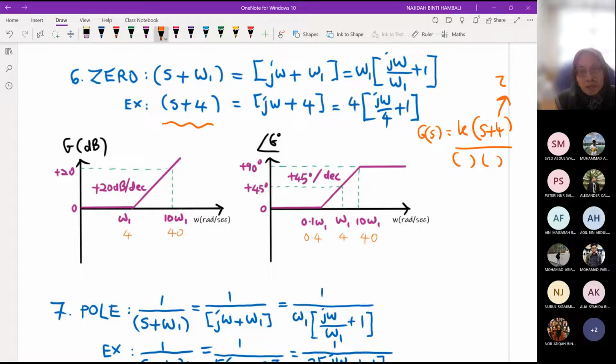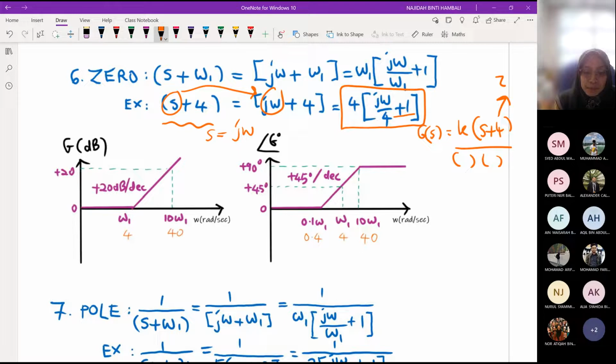First, when you have a transfer function in S domain, you need to convert from S domain transfer function to frequency domain by replacing S with J omega. Replace S with J omega, and then you need to rearrange the function after you replace S with J omega. We call it normalization, until you get plus 1. In order to have plus 1, you need to rearrange your equation or your polynomial function. In this case, in frequency domain, you have this one.